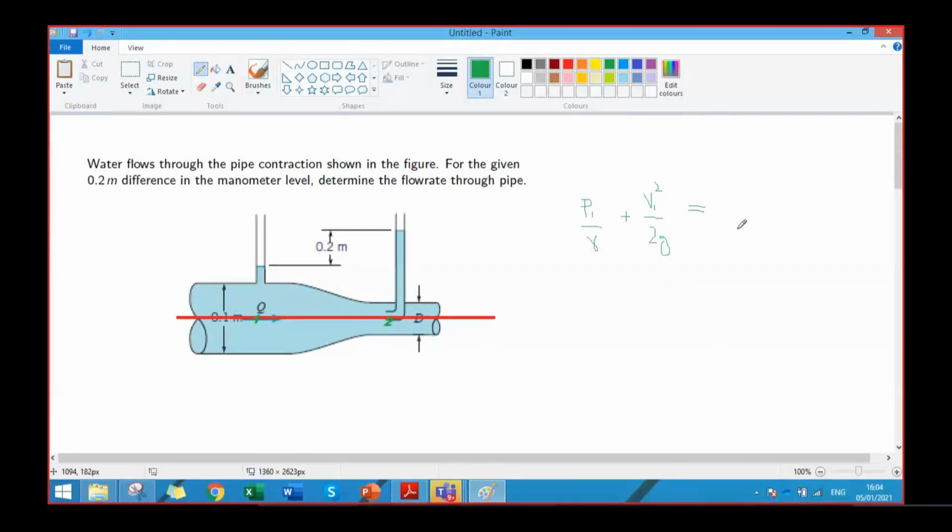At point 2 we will have P2 by gamma, because we don't know what V2 is. What is V2? V2 will become 0, because it's a stagnation point, so there will be no velocity. The flow will stop at this point, so V2 is 0, and there is no elevation head as well. So if we see this equation, we basically have 3 unknowns: P1, P2, and V1. So what other information can help us to eliminate the unknowns?